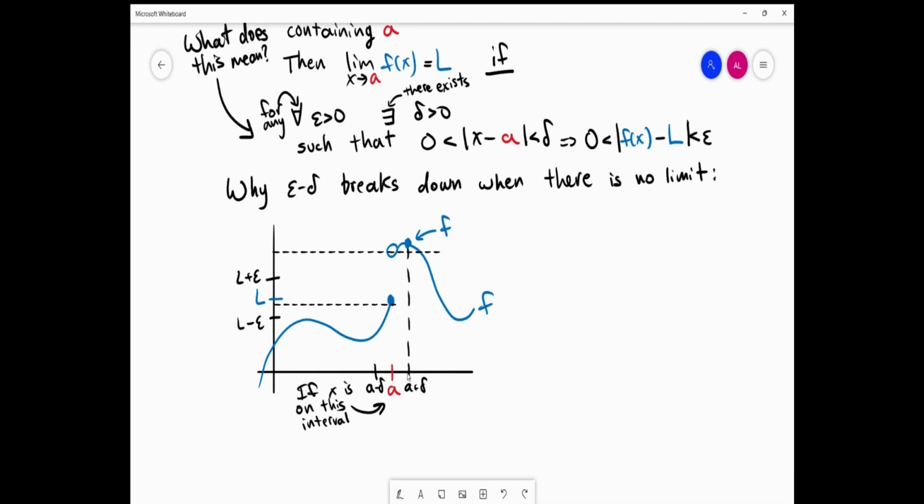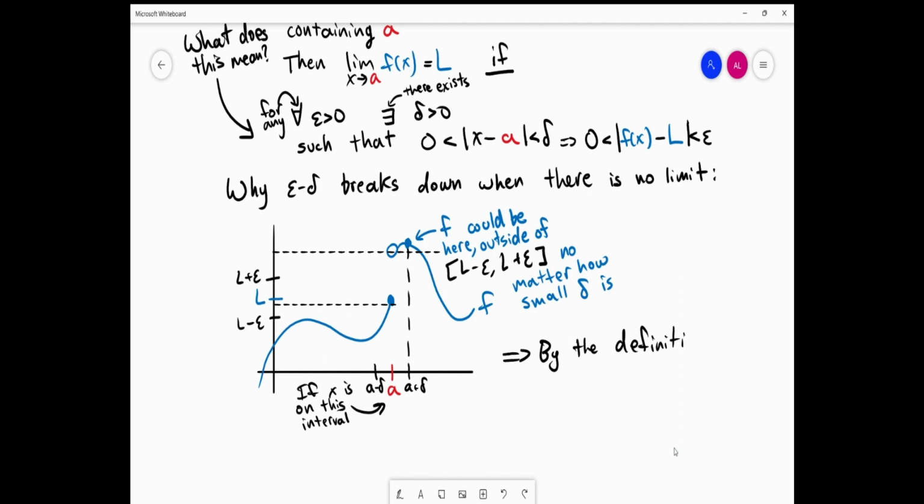Consider this point right here. At this point, f will be at this value, right? And this is outside of the L minus epsilon to L plus epsilon range, no matter how small delta is, right? We can try to make delta as small as possible, as close to a. There will still be some value that is outside this range. But this definition must work for any epsilon, not just epsilon bigger than this range.